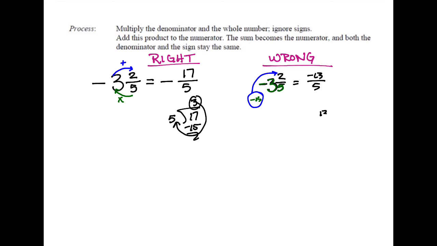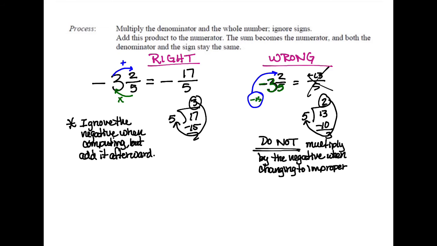However, when I do the double check, I do not get what I started with. I get 2 3/5. Okay, so that's wrong. You cannot include that negative when you do the around the world type thing, like some people call it. Okay, so do not multiply by the negative in front of the whole number. Okay, sorry that's such messy writing, but you get the idea.